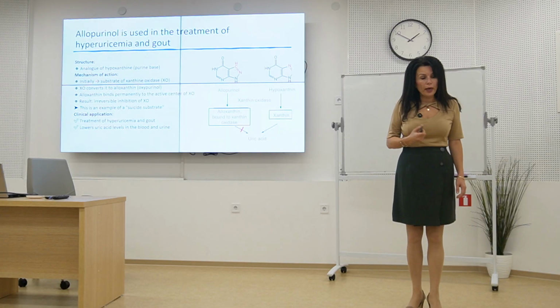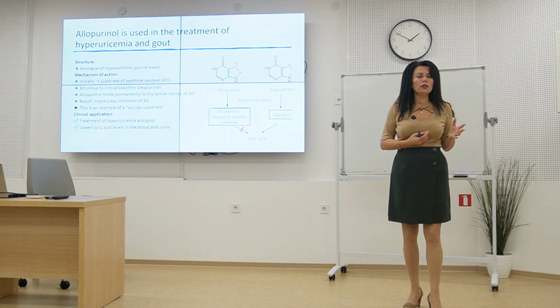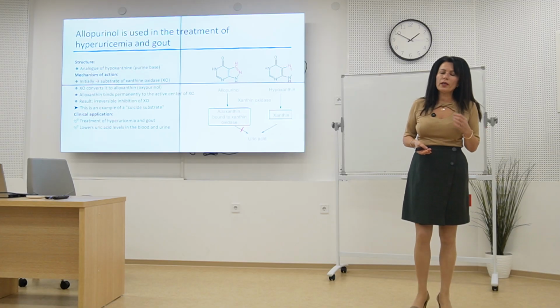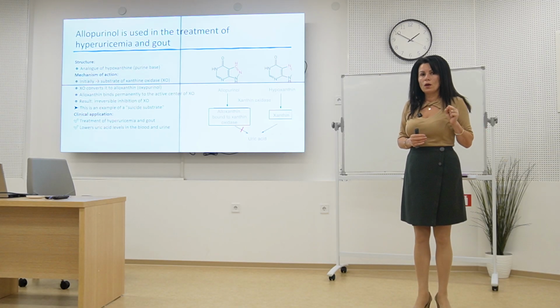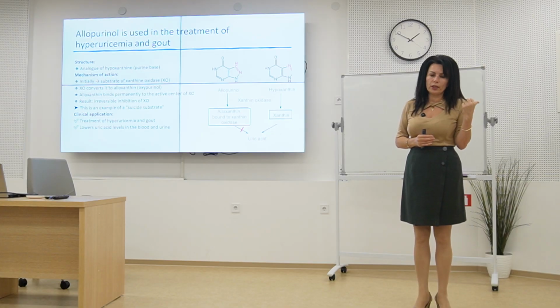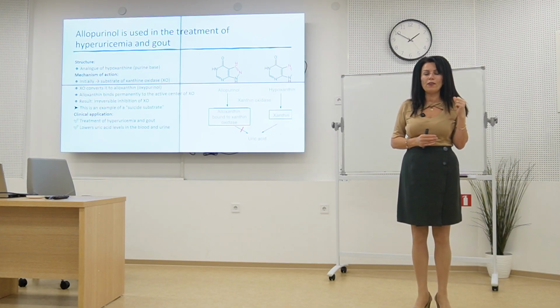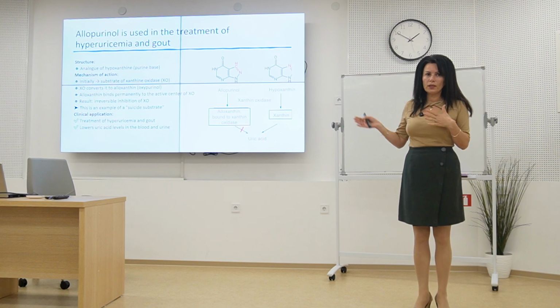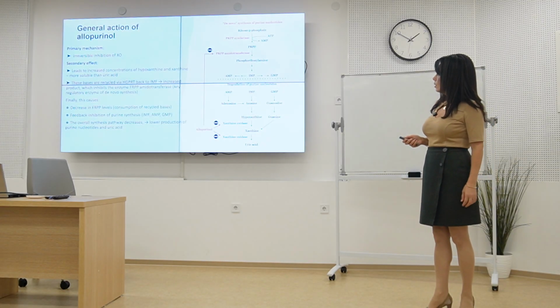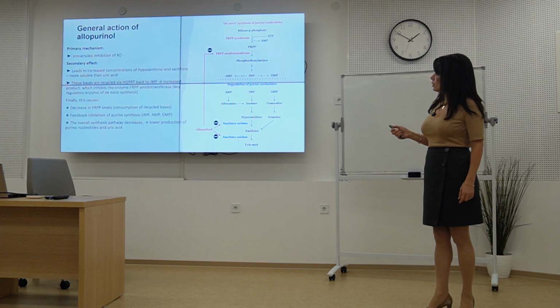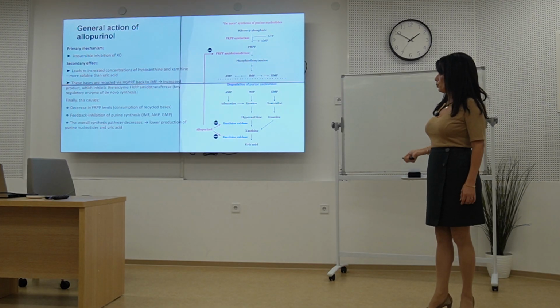Actually, students, gout can be treated by different mechanisms. One of the mechanisms of treatment is to reduce the formation of uric acid. You know from the previous lecture we said something about the defective enzymes which are the reasons for gout, but this is the treatment of gout with allopurinol. Here there is the general action of allopurinol.